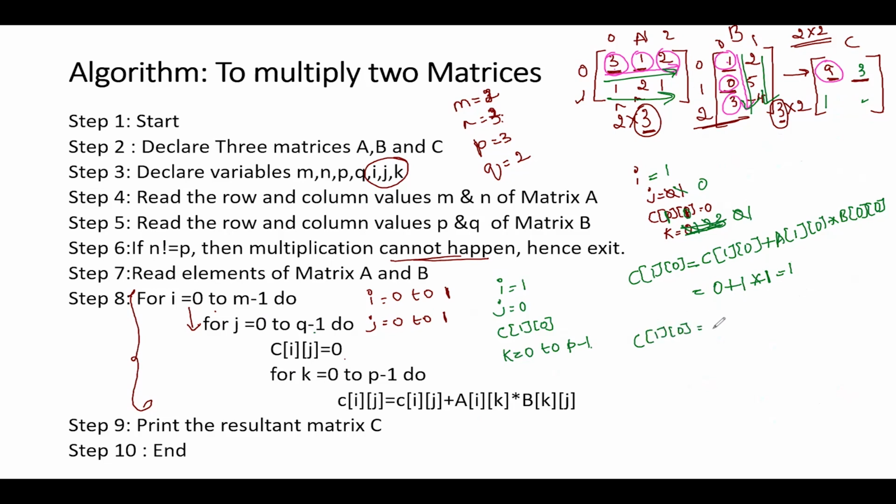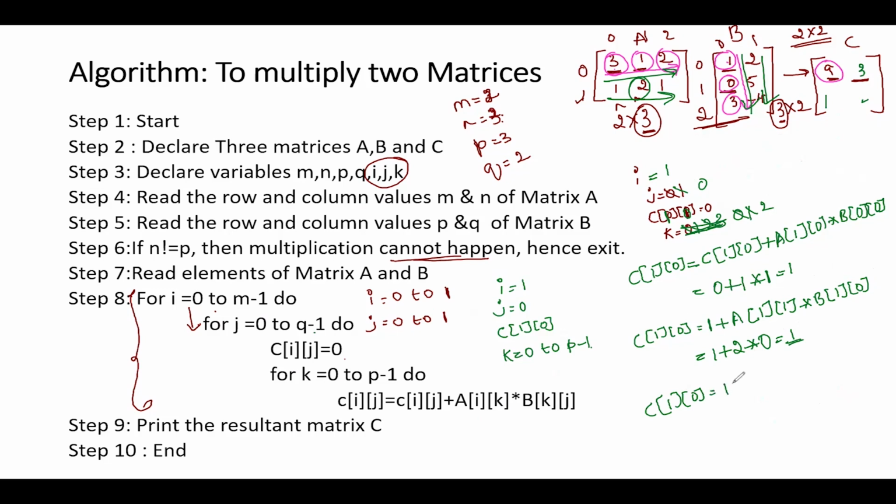Once again we are calculating. We already know that the value is 1 plus A of I, where I value is 1 and k value is also now 1, A of 1 comma 1 into B of 1 comma j, where j value is 0, so this is going to be 0. Okay, so 1 plus A of 1 comma 1, A of 1 comma 1 is nothing but this value, 2, into B of 1 comma 0. B of 1 comma 0 is nothing but 0, hence this is going to be 1 again.